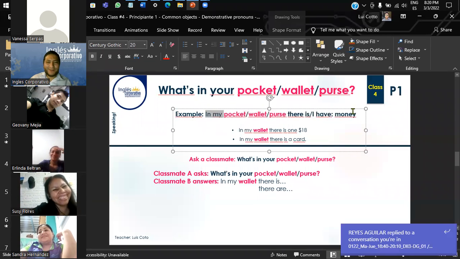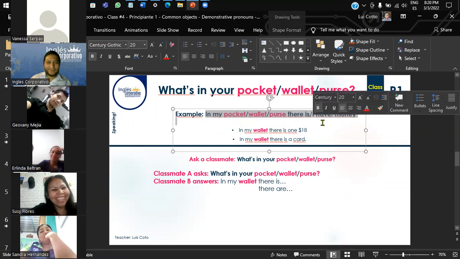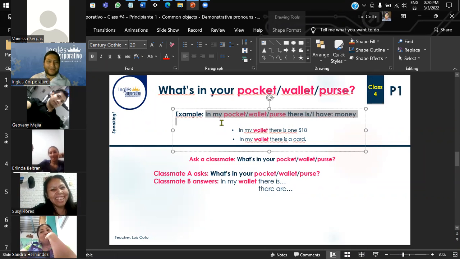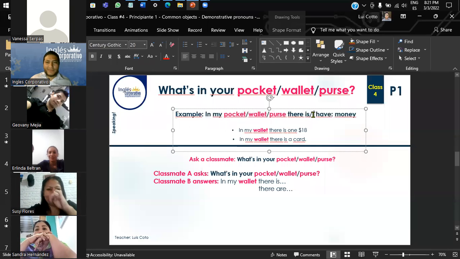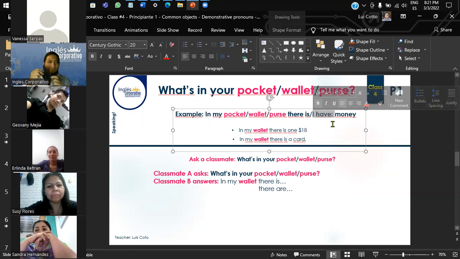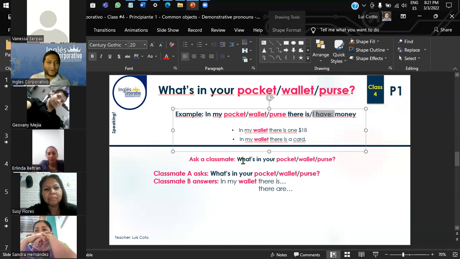Okay, the example is here. In my purse, because it's inside. In my purse. Okay. You can say I have, yo tengo, I have. I have, but what? $2. Dollar. Okay, $2, okay.